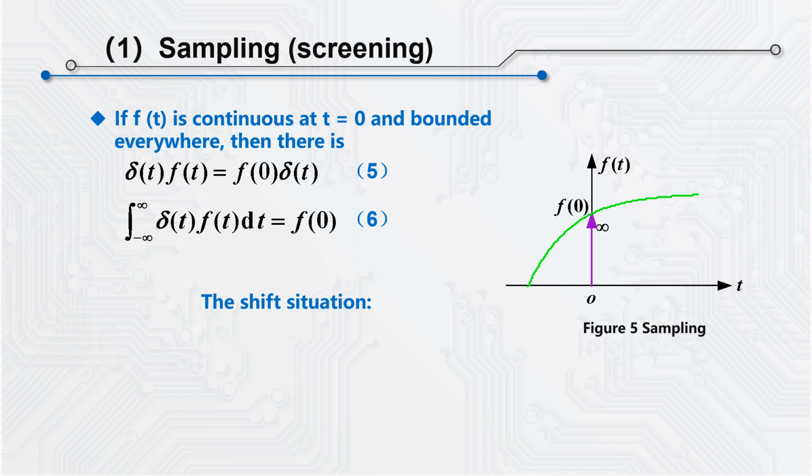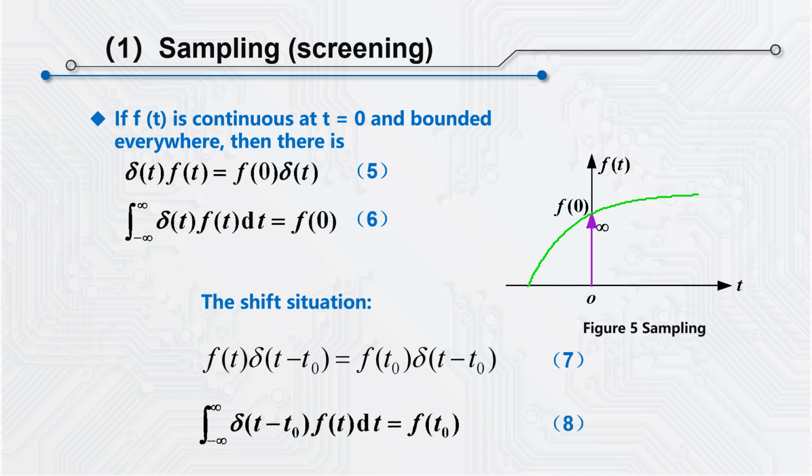Figure 5 shows the graphical representation of sampling. For the shifted situation, it can be expressed by formula 7. Of course, it can also be expressed by formula 8. In this case, the value of the sampled function is ft0.